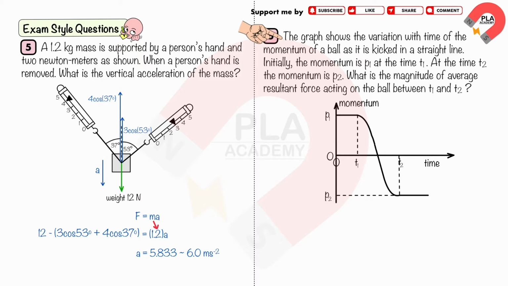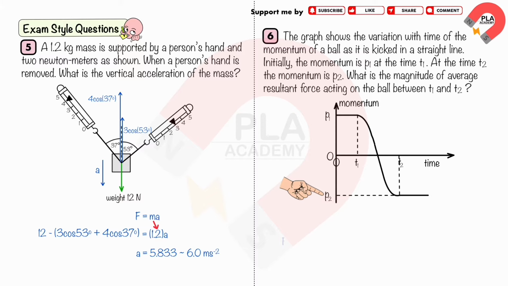Exam style question 6. The graph shows the variation with time of the momentum of a ball as it is kicked in a straight line. Initially, the momentum is p1 at the time t1. At the time t2 the momentum is p2. What is the magnitude of the average resultant force acting on the ball between t1 and t2?